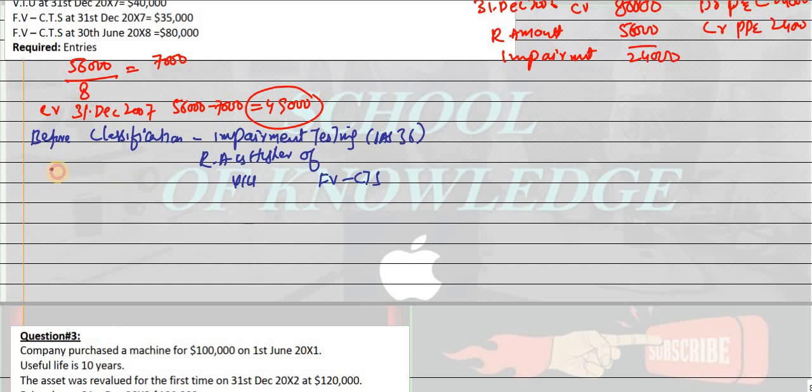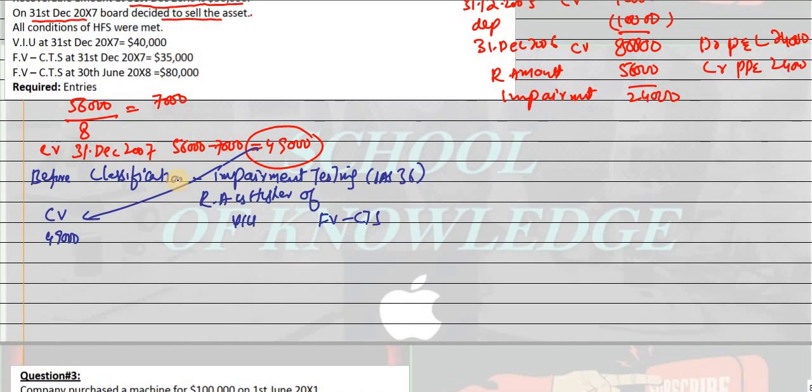Clear? And the carrying amount here we have is 49,000. The value in use on this date, 31st December 2000, is 40,000, and fair value less cost is 35,000. Definitely we'll take the higher figure, and the higher figure is this one.